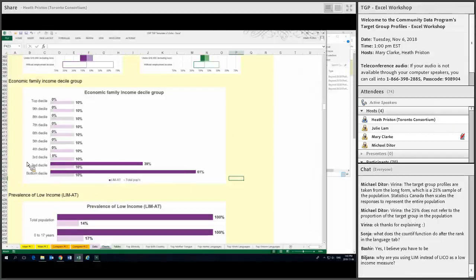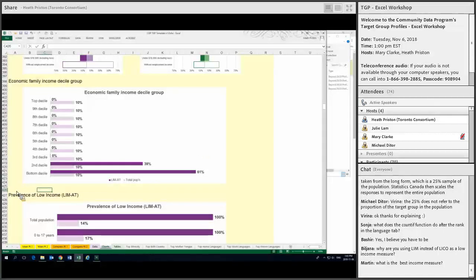And then in terms of the low income after tax population, we're seeing a focus here: the entire population is falling within the bottom 2 deciles, that their family income for comparable family size is falling only in the bottom 20% of families in Canada.